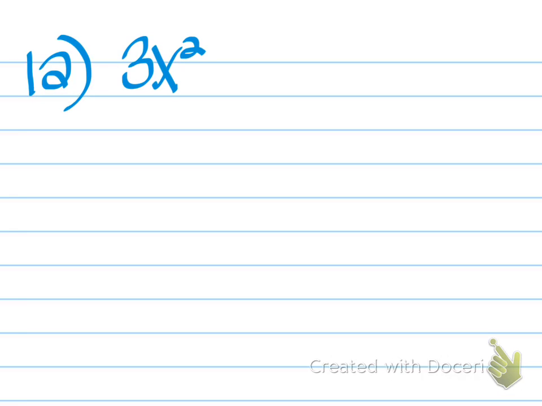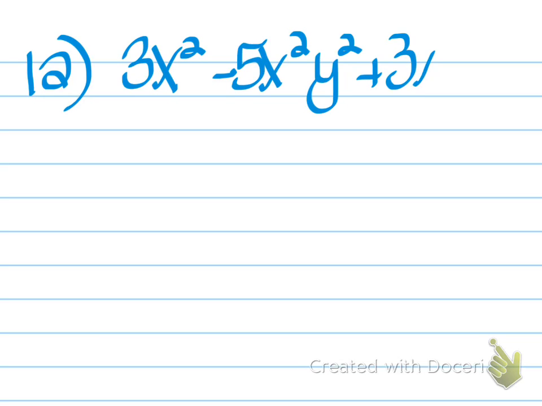All right, so now let's look at number 12, which is we want to write the polynomial in the standard form, and then we want to give the degree. So we have 3x squared minus 5x squared y squared plus 3x plus 8. When you are writing in standard form, you're going to go from the highest degree to the lowest. So we have to identify the degree of each term.